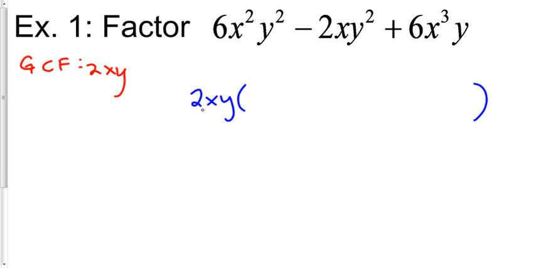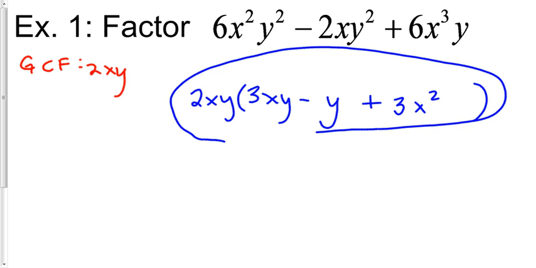Well, 2 times 3 gives me 6, x times x gives me x squared, and y times y gives me y squared. So I'm trying to make this first term here. Then there's a minus sign. 2 times 1 is 2. I already have the x out in front, and so in the middle now I just need a y to make 2xy squared. And then I've got a plus. 2 times 3 gives me 6. X times x squared will give me x to the third, and then I've already got my y out in front. So here's our answer, 2xy times 3xy minus y plus 3x squared. That's as far as we can go with this one.